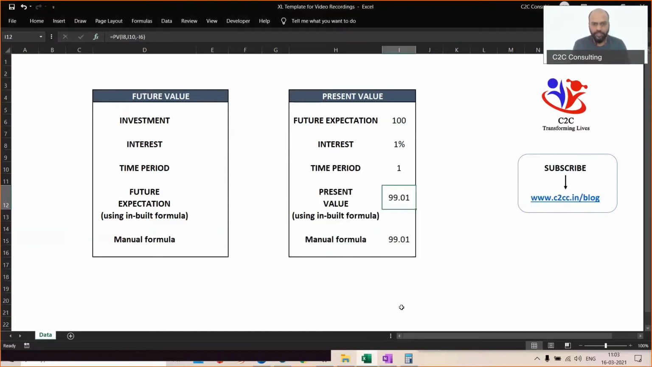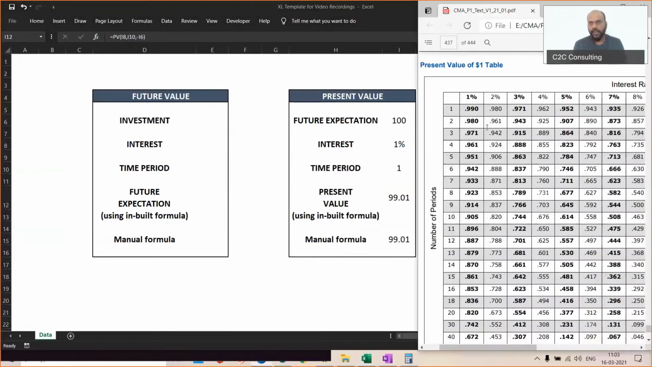Now let's move on to the future value. And before I dive into the future value, there are so many students who get confused between the present value of a dollar, or a present value of a rupee in the Indian context, and the annuity table.